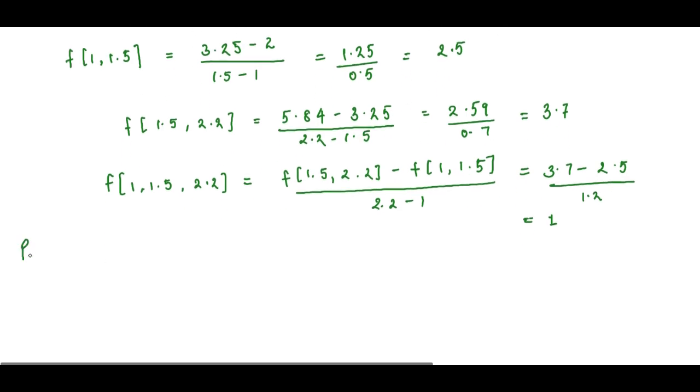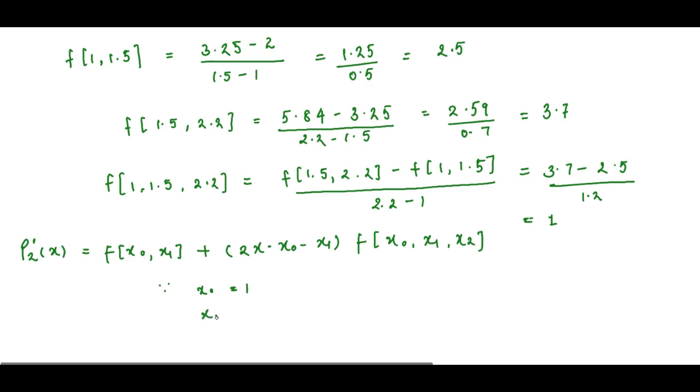So our derivative formula becomes P2'(x) = f[x0, x1] + 2(x - x0 - x1) f[x0, x1, x2]. Here we can see that x0 is 1, x1 is 1.5 and x2 is 2.2. And we need the derivative at x = 1.5.